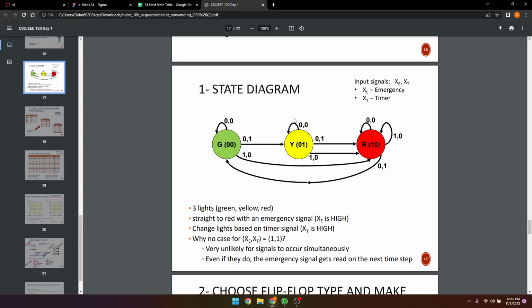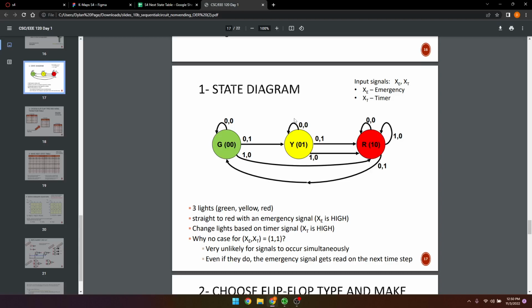To do this, we have three different states, one corresponding to each light state. Green light is going to be 0, 0, yellow light is going to be 0, 1, and a red light is going to be 1, 0. Because we have three different states, we need to use 2 bits in order to represent each state uniquely, which leaves us with one remaining null state of 1, 1, which we're not going to care about.